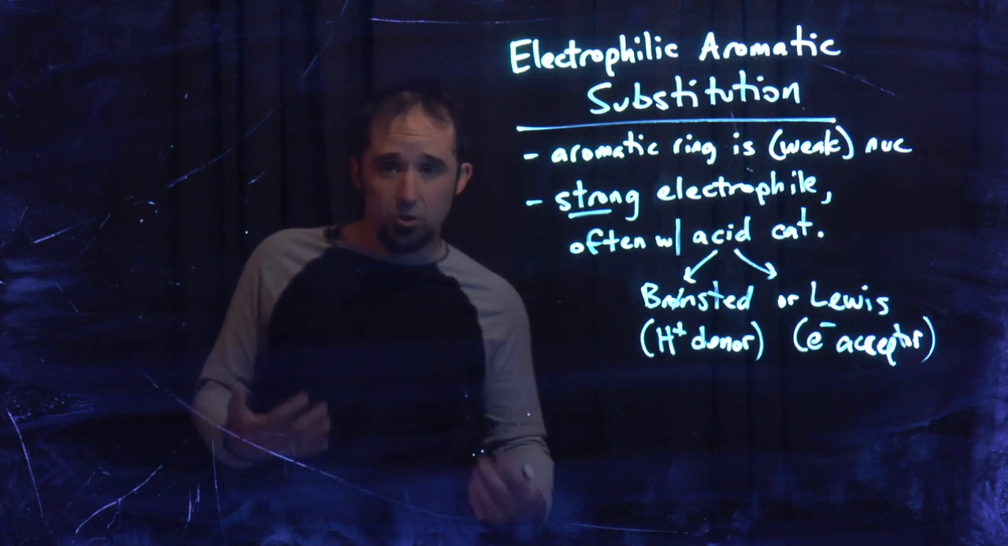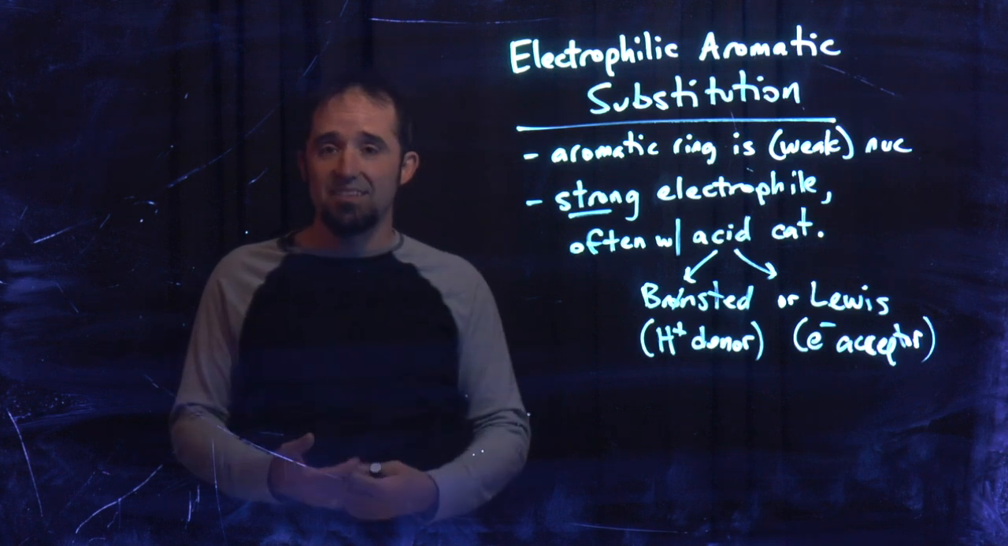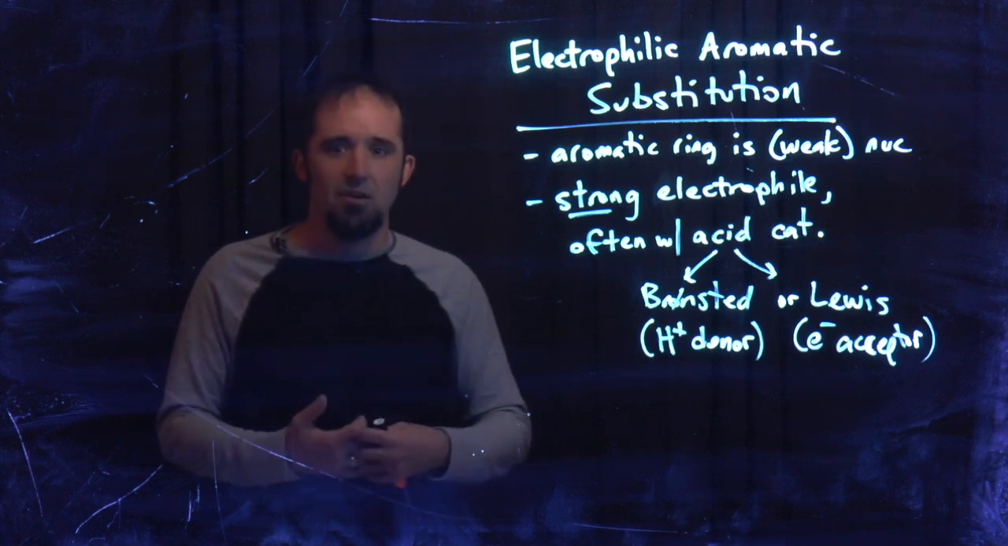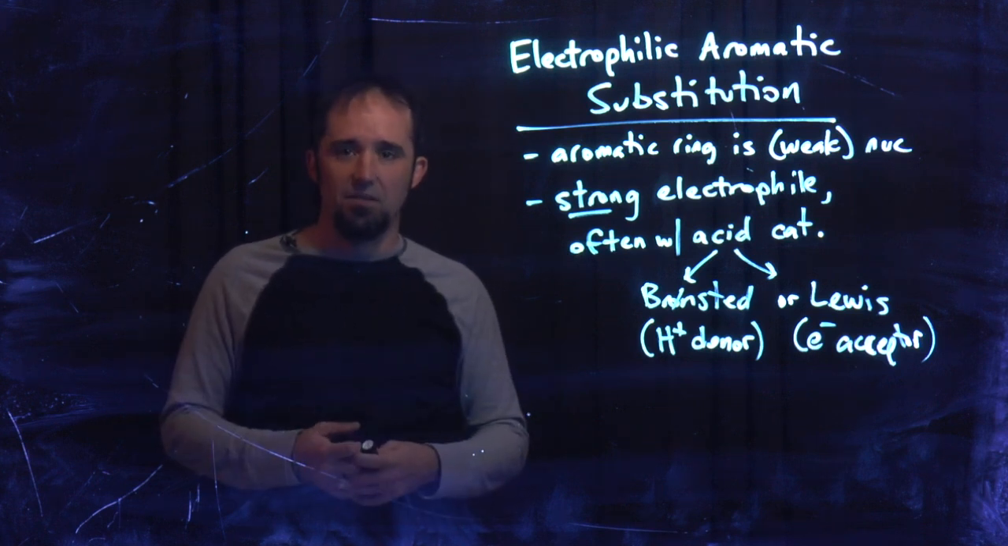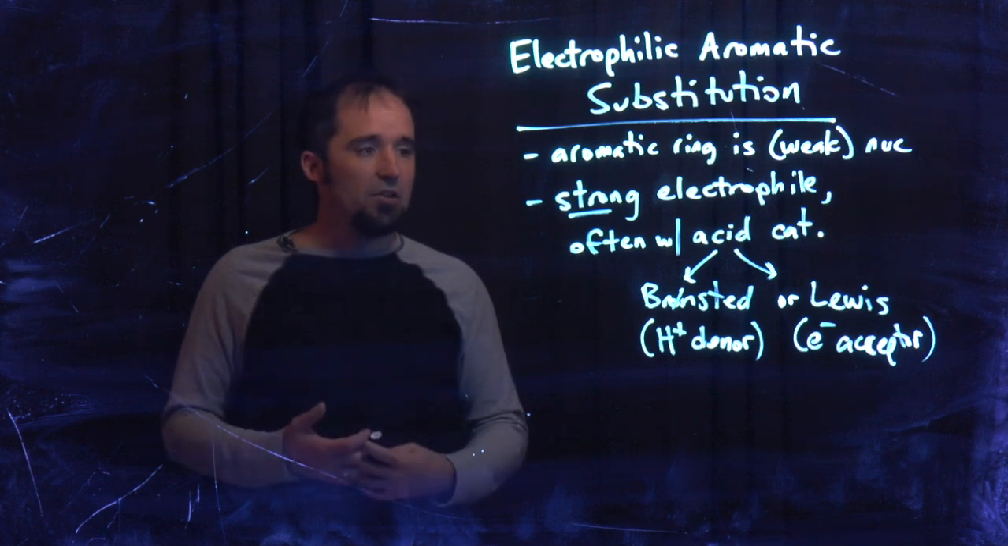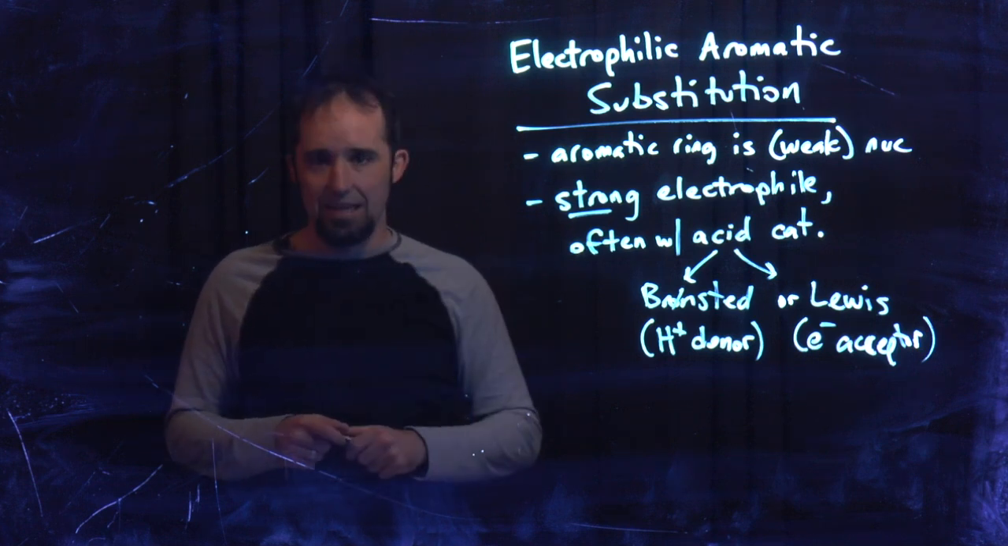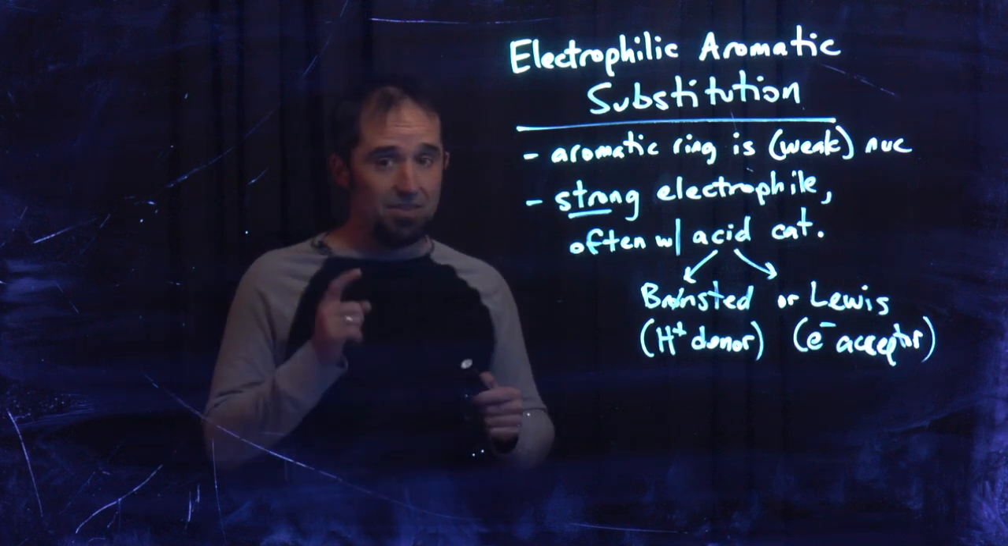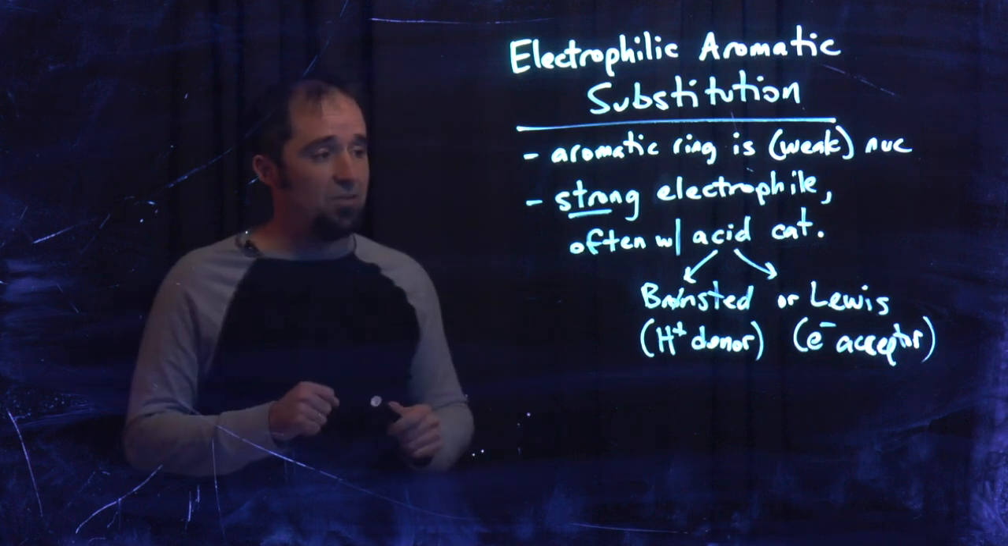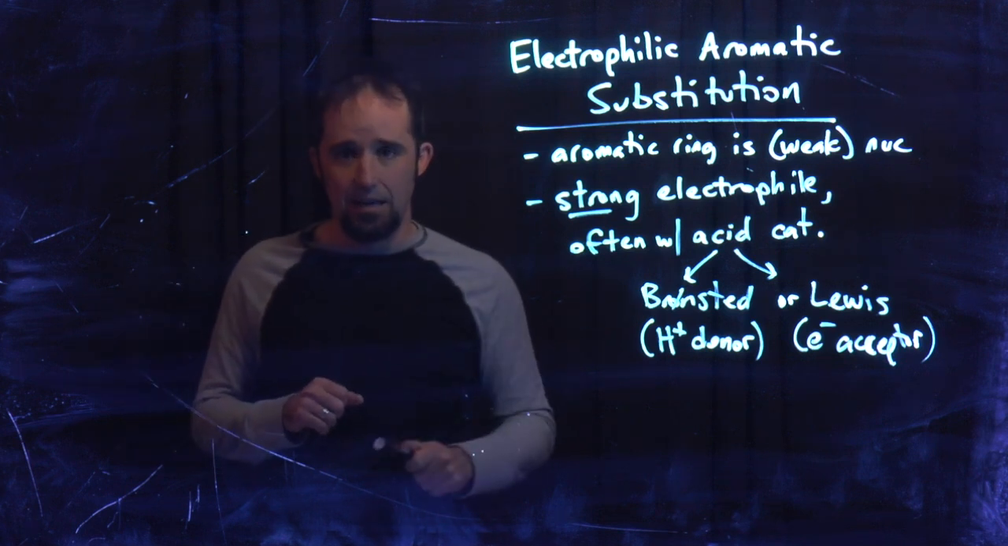It's a pretty weak nucleophile, again, because it's so dang stable. It wants those pi electrons, doesn't want to give them up. And so if we're going to do this, we need a strong electrophile. And oftentimes, even that's not enough. We'll bring a strong electrophile in with an acid catalyst.